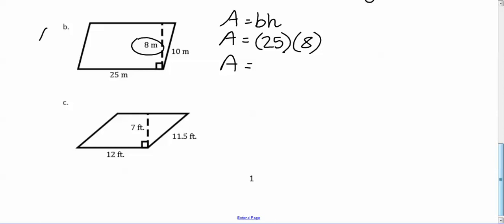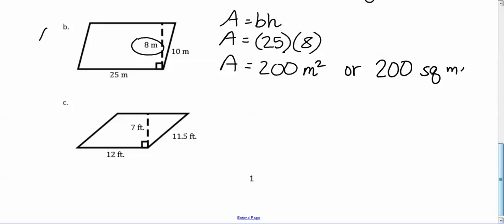200. 200, very good. So 200, and what unit would I pick for this? Xavier? Meters. Meters what? Squared. You have to have square units when we're finding area. So meters squared, or you might see it 200 square meters like that. Okay? So I like to show you both ways again because sometimes you'll see it more written out like square meters.